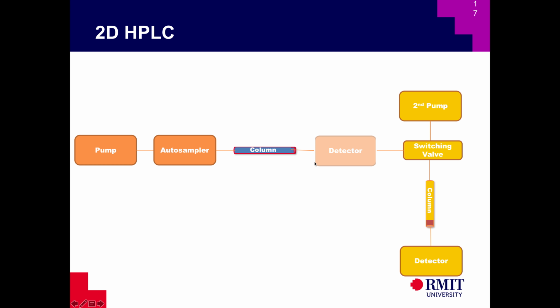And these two columns have different retention mechanisms. So there'd be no point doing two C18s or two cyano columns. You need a C18 here and a cyano here, or an amino column here and a C8 here. Sometimes there might also be a third pump to help with solvent issues, and I'll come back to that later.